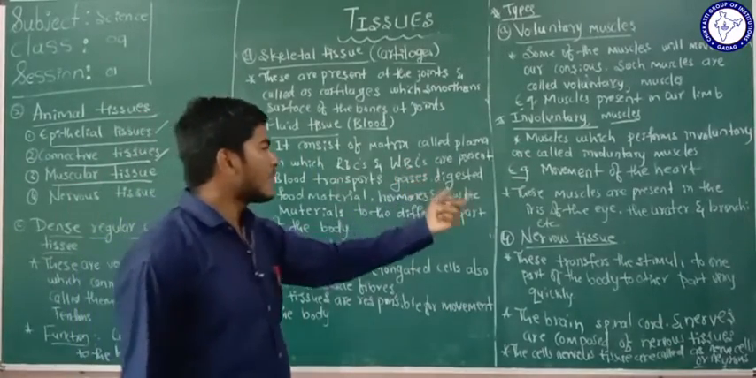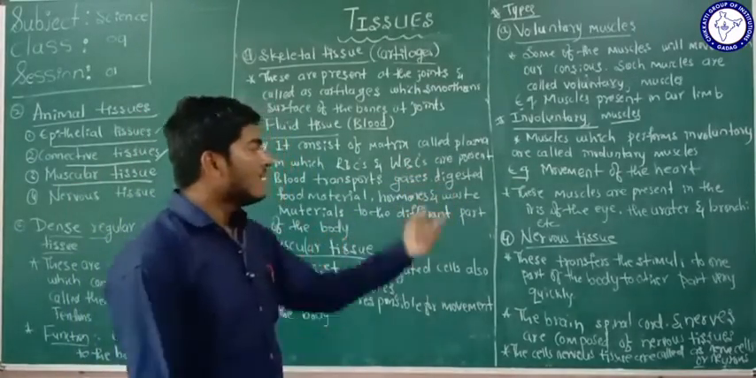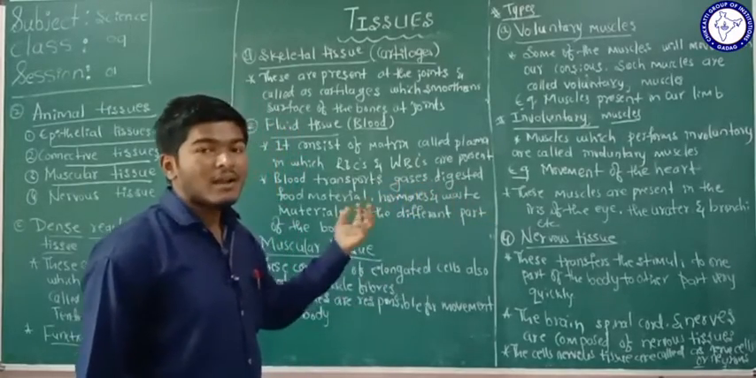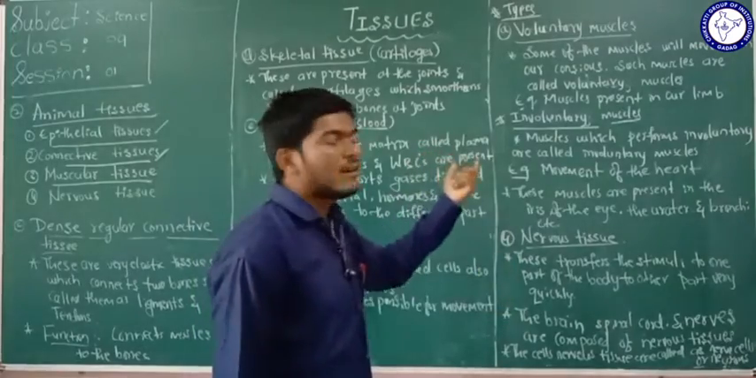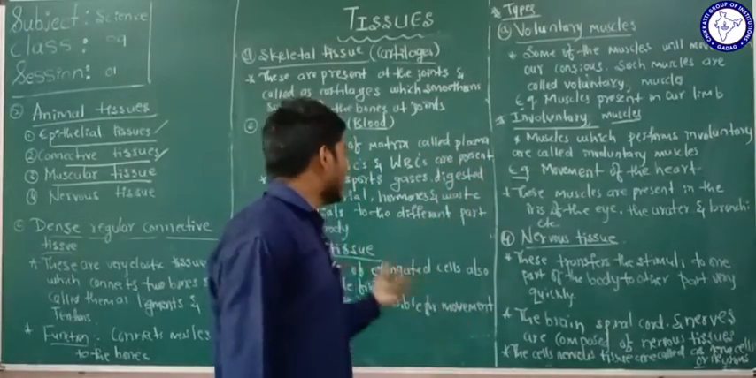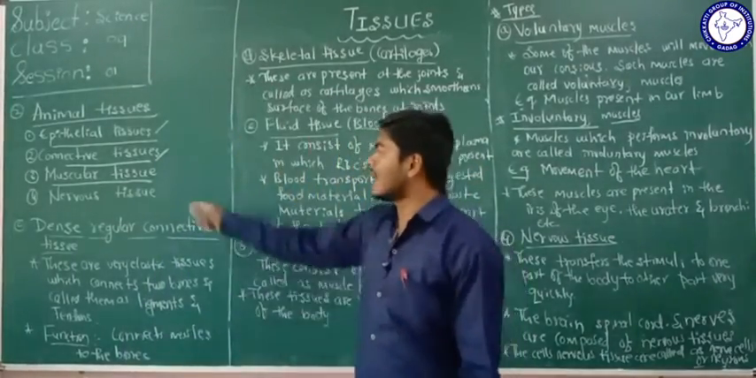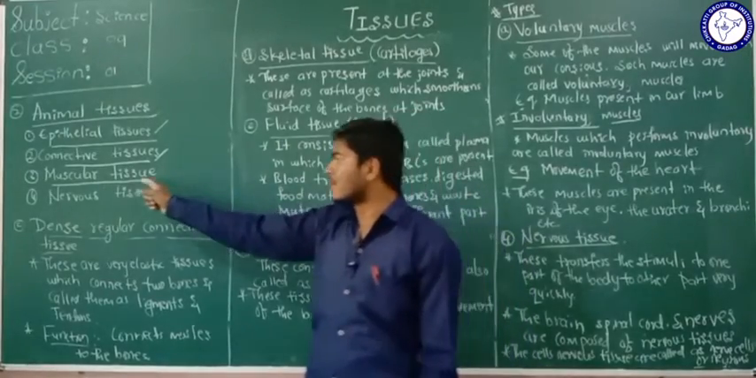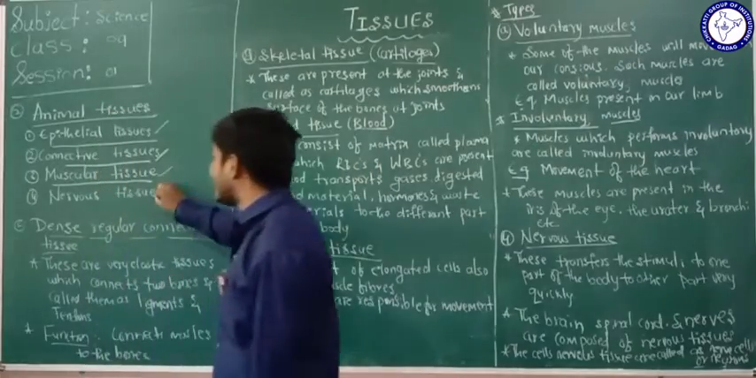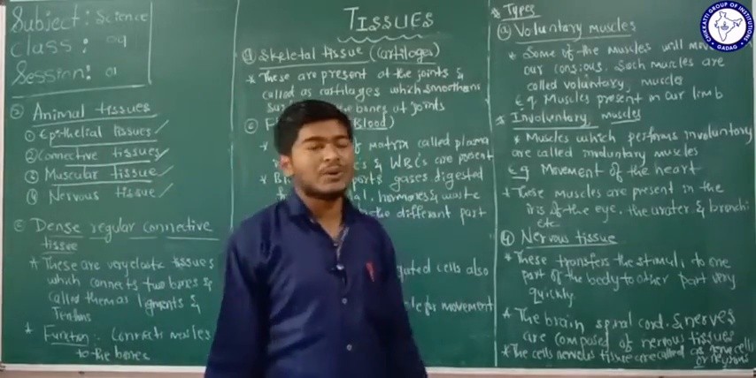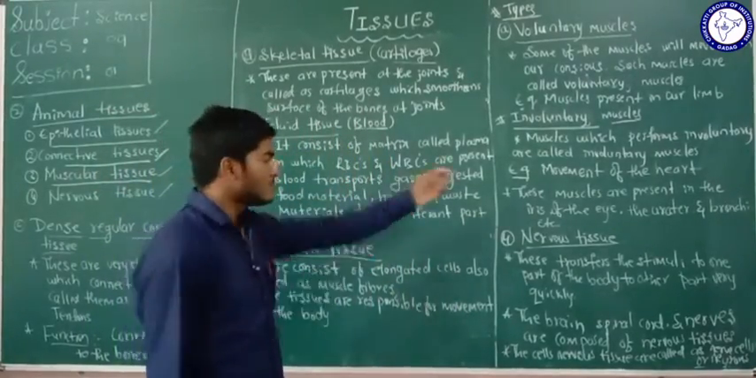These muscles are present in the iris of the eye, the ureter, the bronchi, etc. In other parts of the body, these involuntary muscles are also present. So this is all about the third type of animal tissue, that is muscular tissue. And the remaining tissue is the nervous tissue. We can study the nervous tissues now.